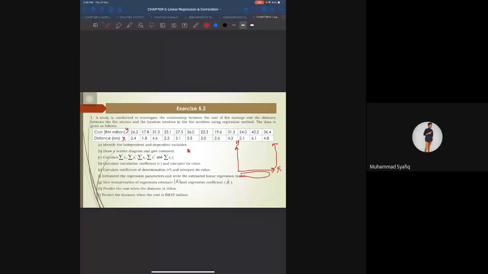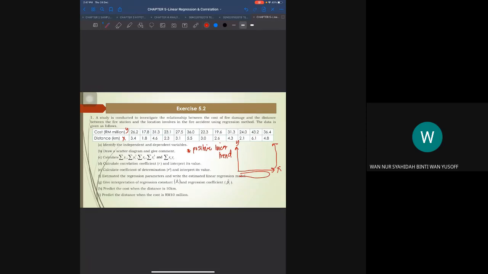Positive trend. Positive linear trend. Okay, so you should get a positive linear trend. So make sure the rest get a positive linear trend. That's the only comment that we write. Just to give a comment means what kind of trend that we have.